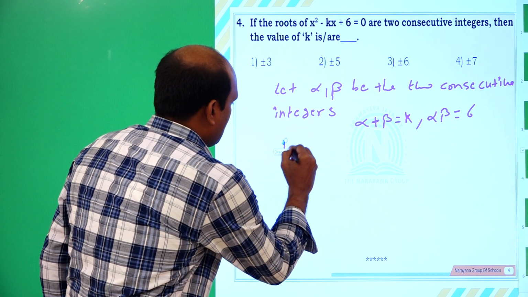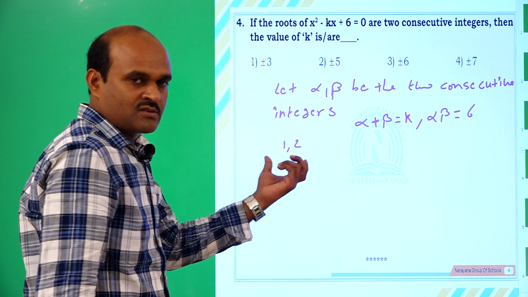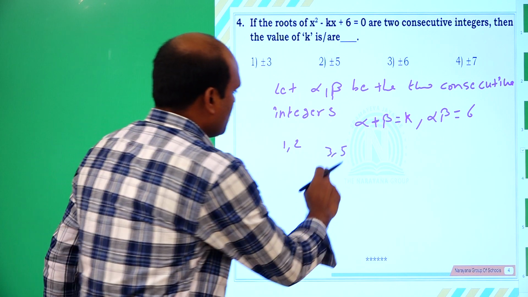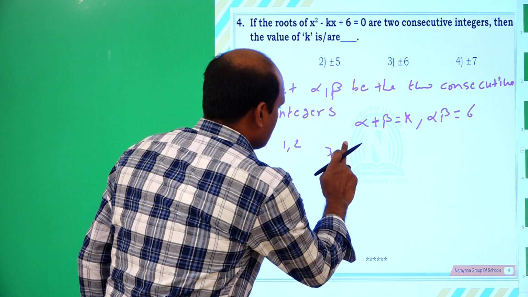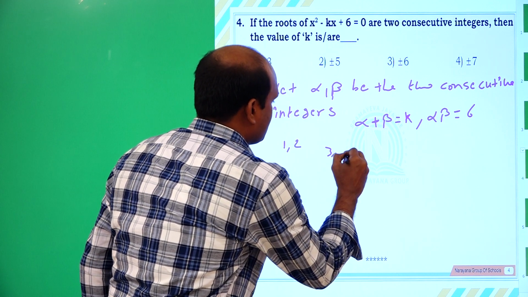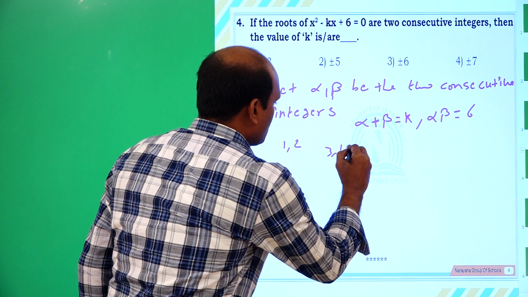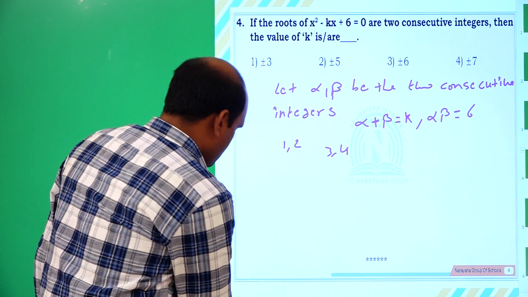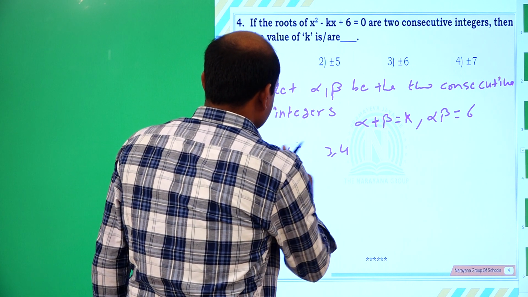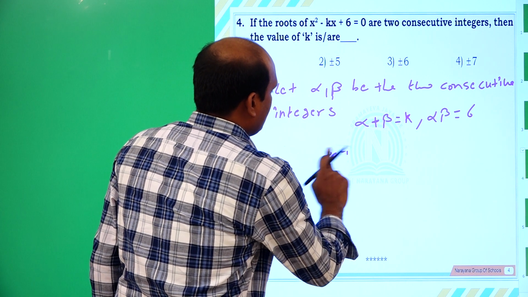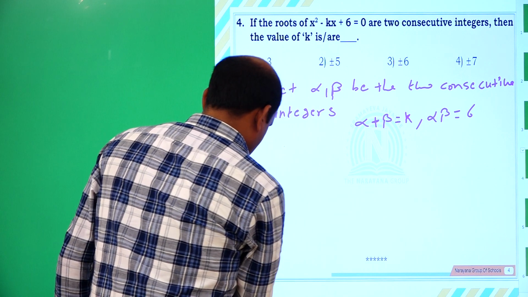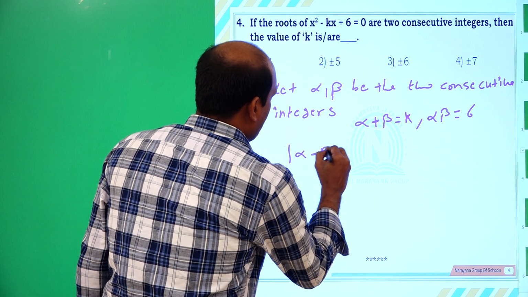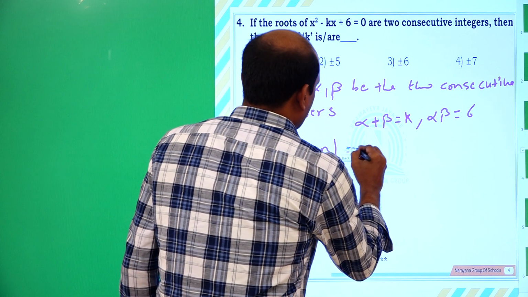So two consecutive integers means the difference between the two integers is 1, right? So suppose 1 comma 2 are two consecutive integers. What is the difference? 1. 3 comma 4 are two consecutive integers. What is the difference? 4 minus 3, 1, right? So same thing, given that two roots are consecutive integers, so modulus of alpha minus beta, their difference, is equal to 1.